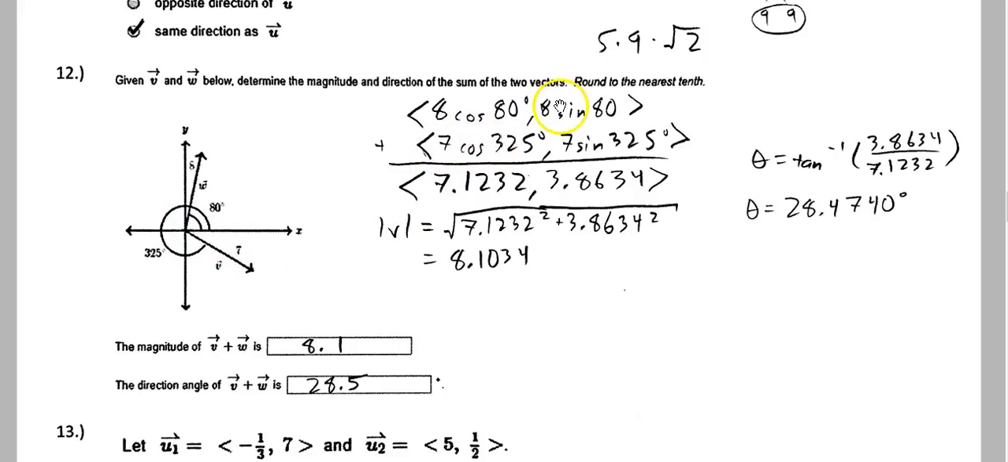So I did 7 times cosine of the angle, 7 times sine of the angle, and then to add these two vectors together as if these were like two forces acting on an object, same way that we do with the plane and the wind, for example. We add the x components and we add the y components, and that gave me a new vector.